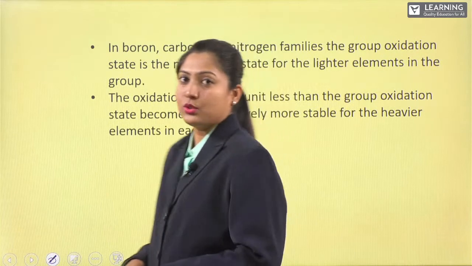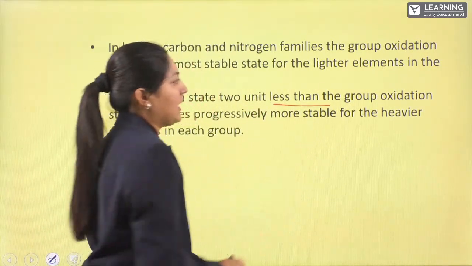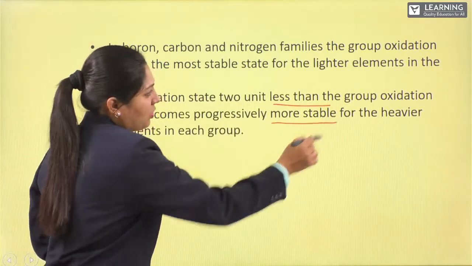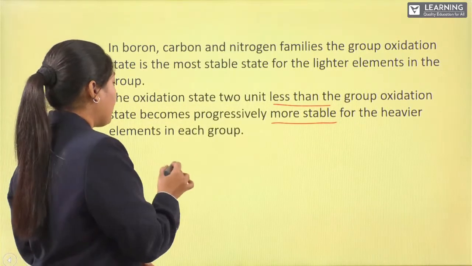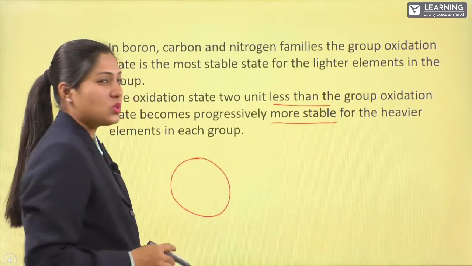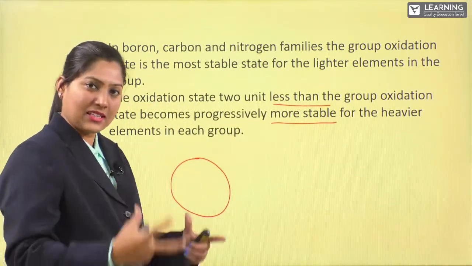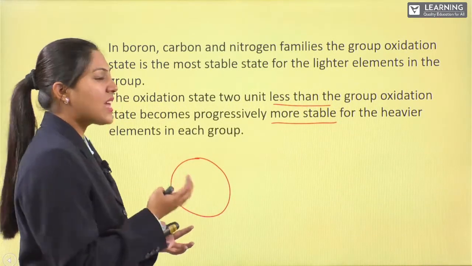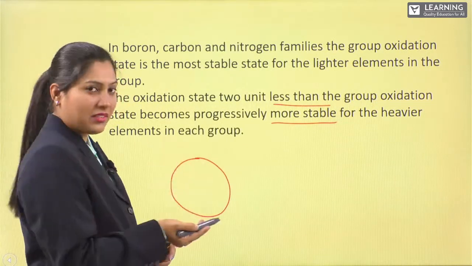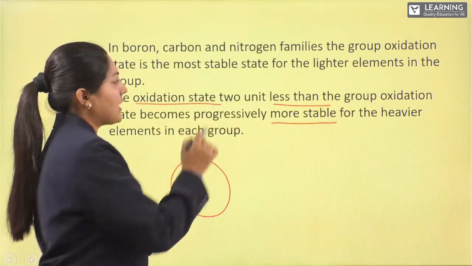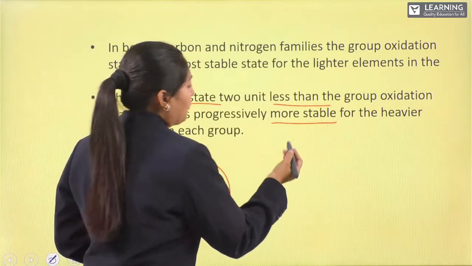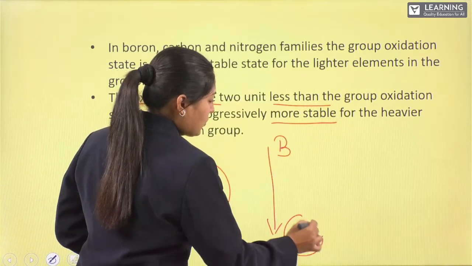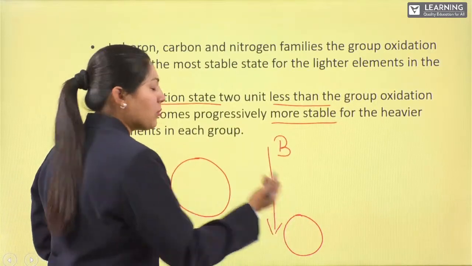Oxidation state 2 units less than that of the group oxidation state becomes progressively more stable for the heavier elements. That means if I have the elements which are heavier, that means down the group the size increases. As size increases, it will be heavier, right? So what happens to these heavy elements is that they will not generally get the valence or oxidation state as we calculated. For example, if I take the boron family, the last one down the group, what happens? It will be more heavy, okay?